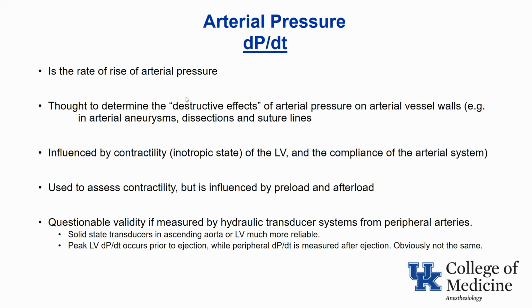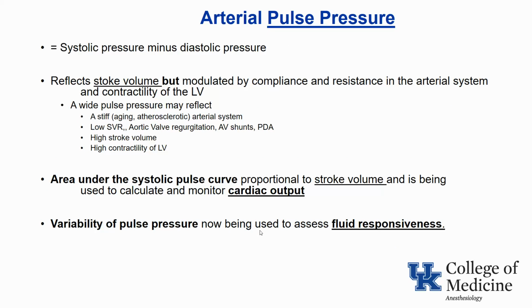The arterial dPdt, the rate of rise of the arterial pressure, is used to determine the destructive effect of arterial pressure on arterial walls. It is also influenced by contractility, and some use it to assess contractility, but it is also influenced by preload and afterload, and is of questionable validity when measured by hydrostatic transducer system from peripheral arteries.